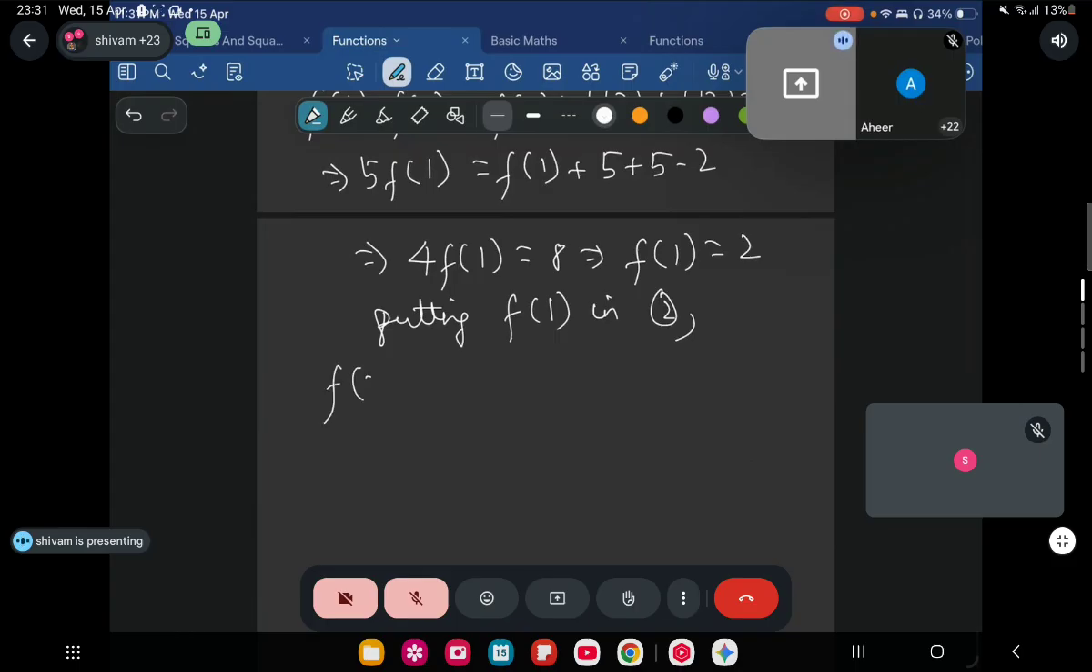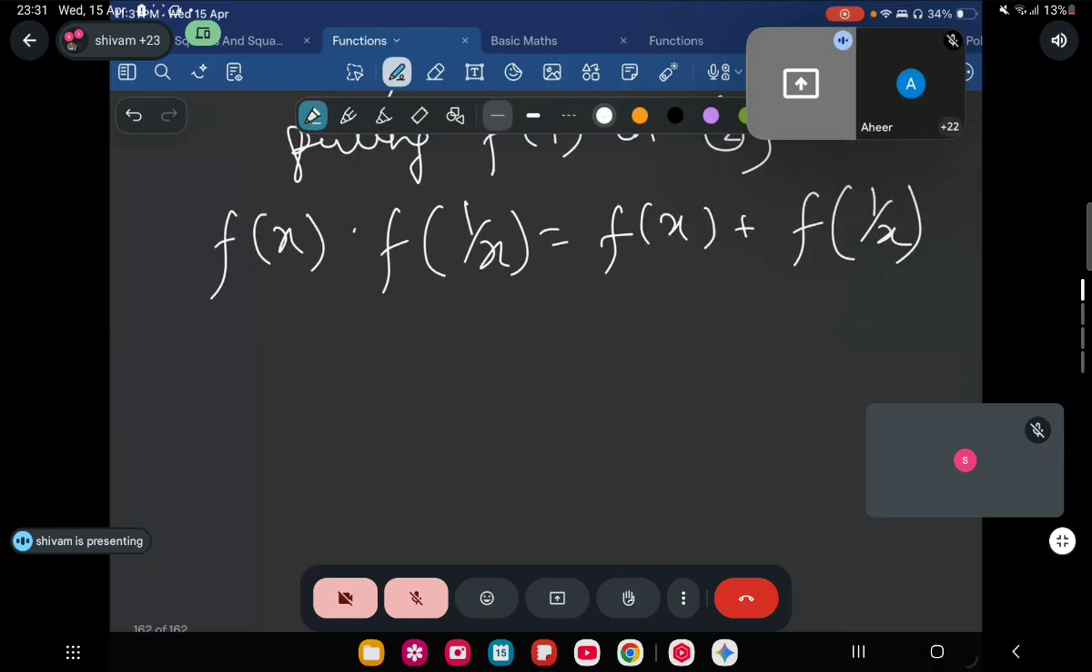We are going to get f of x plus f of 1 by x is equal to f of x into f of 1 by x. Okay. Now, as I told you, there are only two polynomials in the world which will satisfy this functional equation. This implies we can say f of x is equal to 1 plus minus x to the power n.